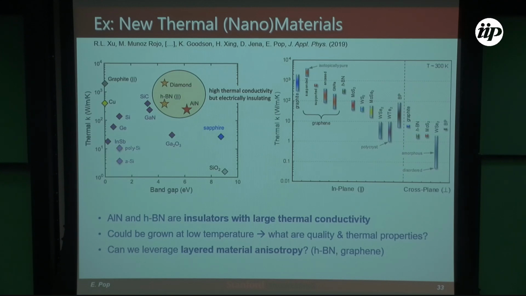This plot on the right, by the way, looking a little bit deeper at 2D materials. Here I plot the thermal conductivity of 2D materials as a function of, well, this is in plane. I'm sorry, this is out of plane. And you can see some trends. Obviously, in plane, the thermal conductivities are quite high.